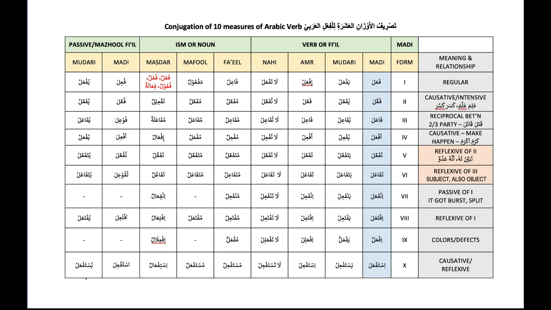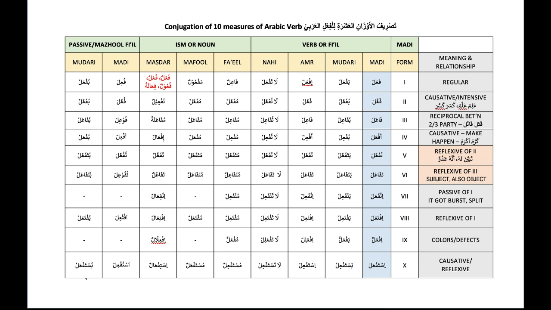The fa'ala patterns of these 10 verbs are fa'ala, fa''ala, fa'ala, af'ala, tafa''ala, tafa'ala, infa'ala, ifta'ala, if'alla, istaf'ala. You have to memorize it, write it down, say it loudly several times.